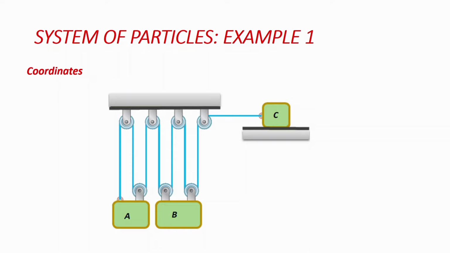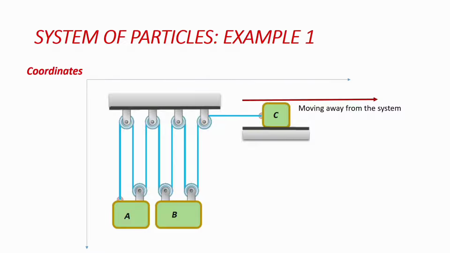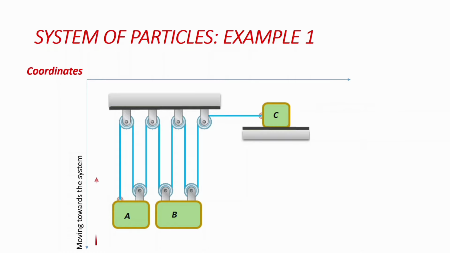For this particular problem, we're going to take the coordinates such that if you're moving away from a particular point of the system, we take it as positive. Then if you're moving downwards, it's positive. That is to say, when block C moves away from the system, we have it to be positive, and when block A or block B moves downwards, we have it to be positive. Contrarily, if they move in the opposite direction, say block A or B moves upwards, we take the velocity or displacement or acceleration as negative. Likewise, if block C moves leftwards, we take it as negative.